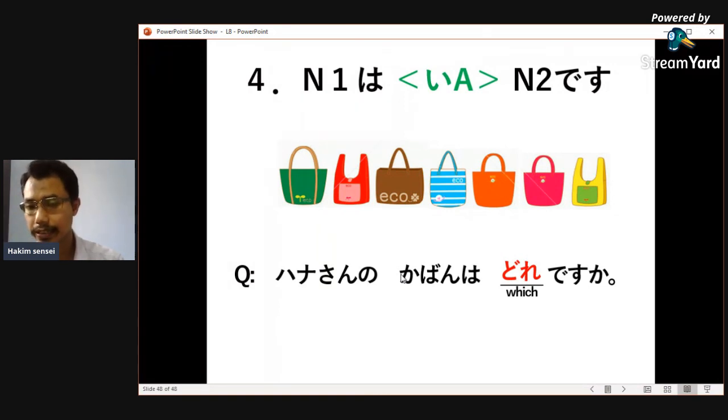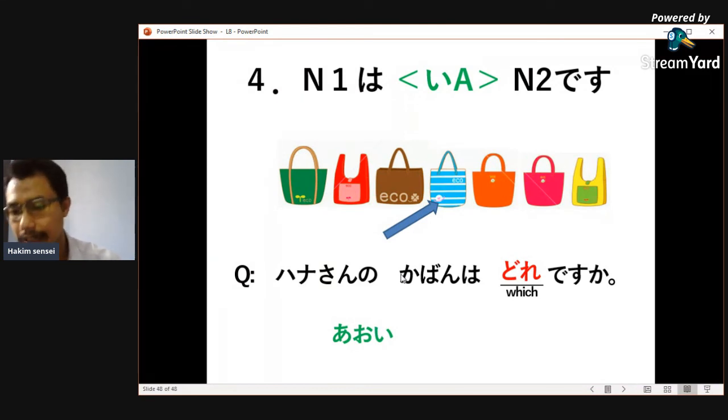Let's say what you can consider here is the color. If you want to talk about a blue bag, you can use the word aoi. Some colors are considered adjectives, like blue aoi, red akai, yellow kiroi, white shiroi, black kuroi. Not all colors, actually. The colors ending with i, aoi, kuroi, shiroi, akai, kiroi.